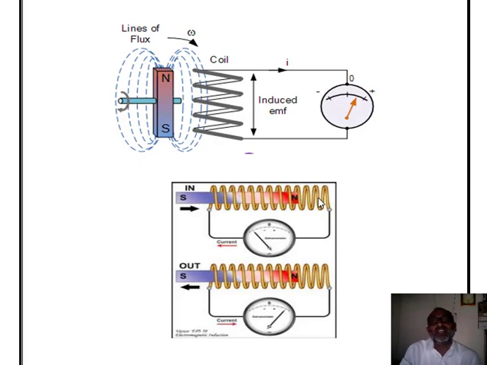An EMF is induced due to the rate of change of flux linkage with the coil, and the magnitude of this induced EMF is directly proportional to the rate of change of flux. So more EMF is induced in this coil due to more flux linkage. You understand? More flux linkage with this coil will produce more EMF in the coil. So it is very simple.